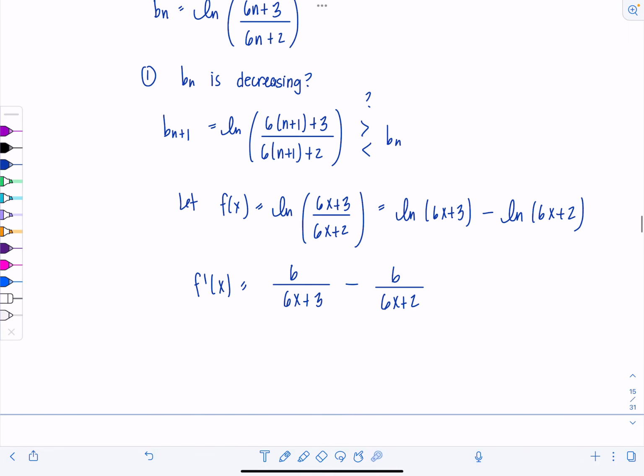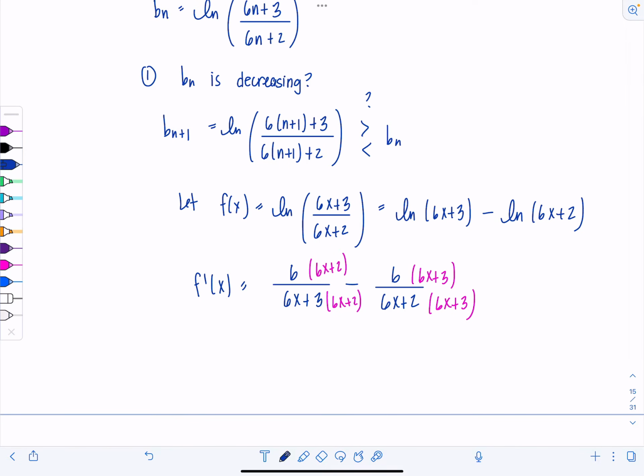You could probably already tell this is going to be negative because this denominator is bigger, so this whole thing is smaller than this term. But if that's not obvious, that's okay. Just get a common denominator. So I'd multiply this by 6x plus 2, and then this by 6x plus 3.